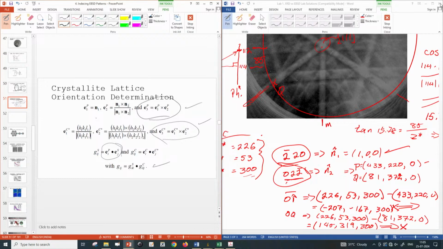N1 cross N2 will be in the plane of the phosphor. N1 and N2 are in the coordinate frame defined by the phosphor. Okay. And then we create an intermediate coordinate frame that we're calling this E hat P. This E hat P is an intermediate coordinate frame that we create from a knowledge of the normals of the planes that we know in both the crystal frame and in the phosphor frame.